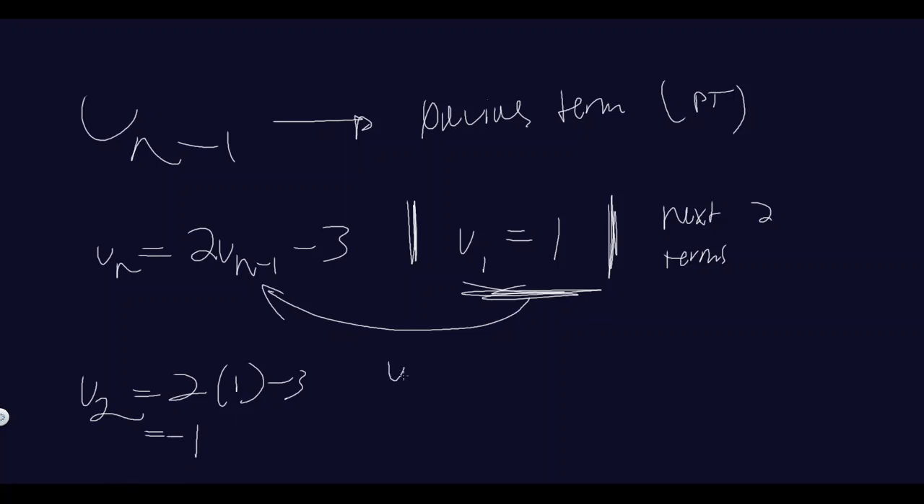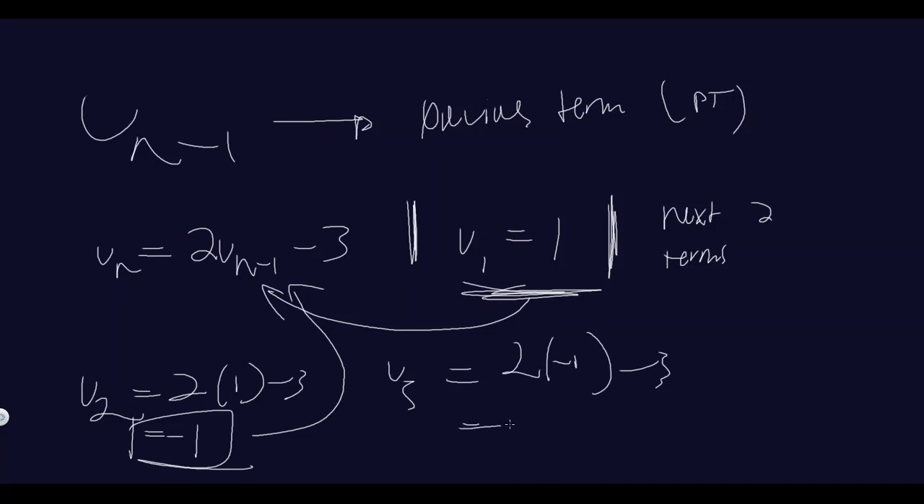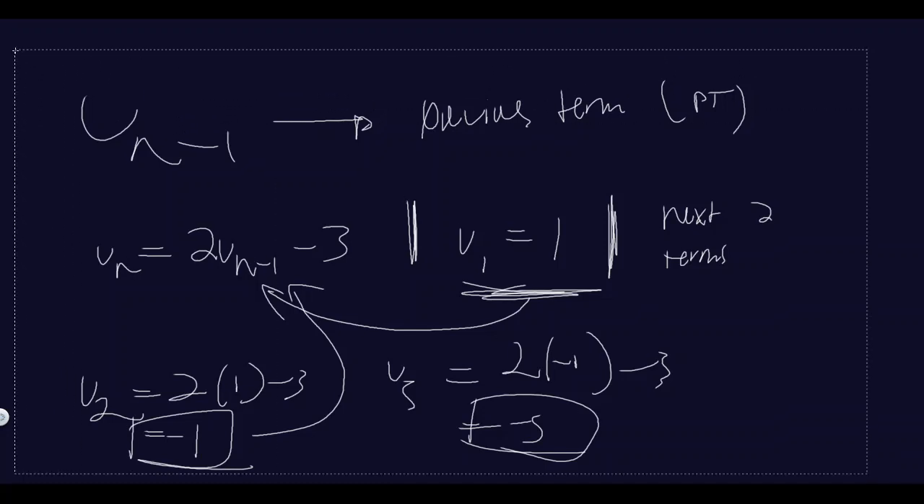And then how do we go about finding the third term? Well, you guessed it. We take this number, we plug it back into the same formula, and we get 2 times negative 1 minus 3. That gives us negative 5. Very easy, very simple. That is all you have to do in any recursive sequence case.